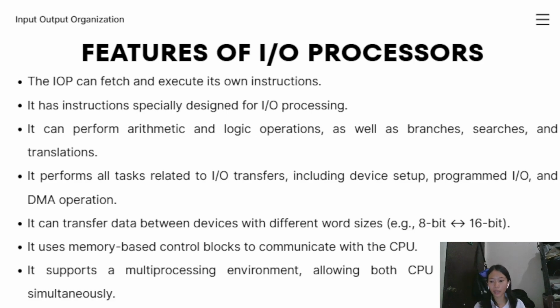Next, it uses a memory-based control block to communicate with the CPU. The input-output processor and CPU can exchange information through control blocks stored in memory. These blocks contain data like input-output instructions, status, and control information.